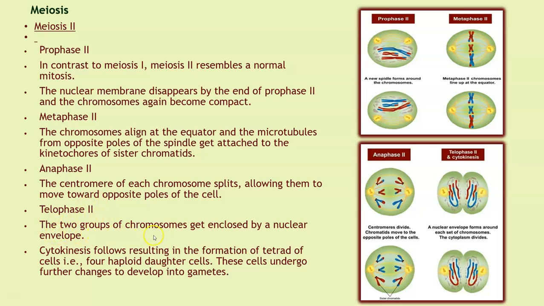Telophase 2, the two groups of the chromosomes get enclosed by a nuclear envelope. So now you can see here that the chromosomes again get enclosed with the nuclear envelope. Cytokinesis follows, resulting in the formation of a tetrad of cells. So you can see here that cytokinesis follows and then we will have a tetrad of cells. 1, 2, 3, 4 haploid daughter cells are formed. Now these undergo further changes to develop into gametes.